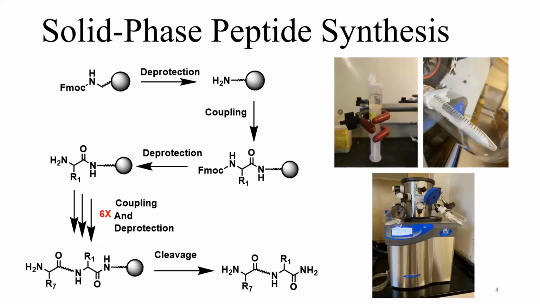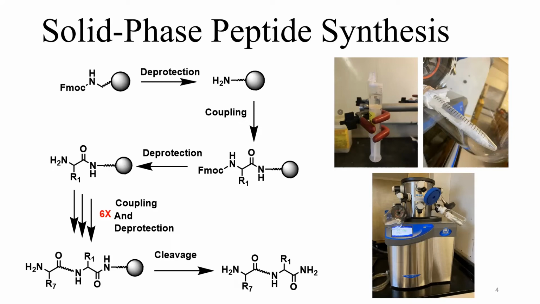So the first part was to carry out solid phase peptide synthesis. There are three major steps. The first one, deprotection, then coupling, then cleavage. So we will do those steps until our peptide is completely synthesized.